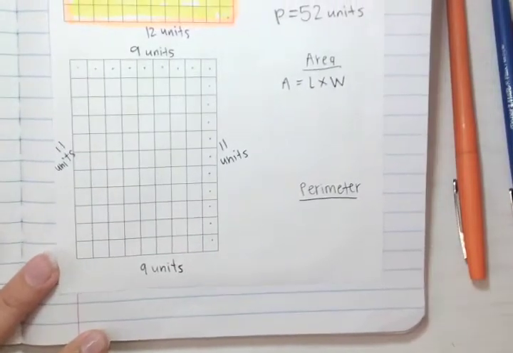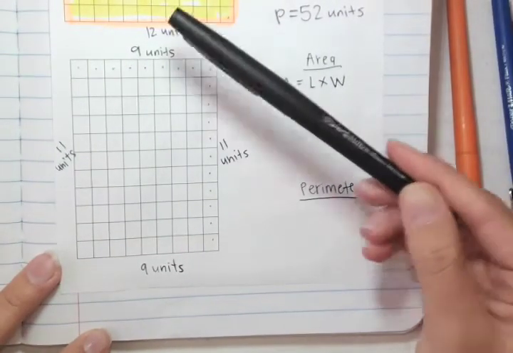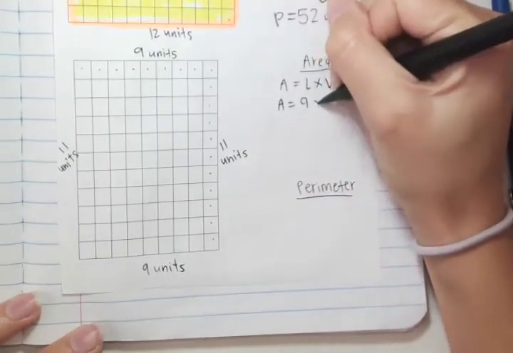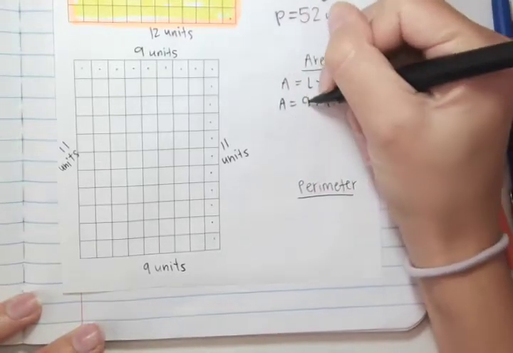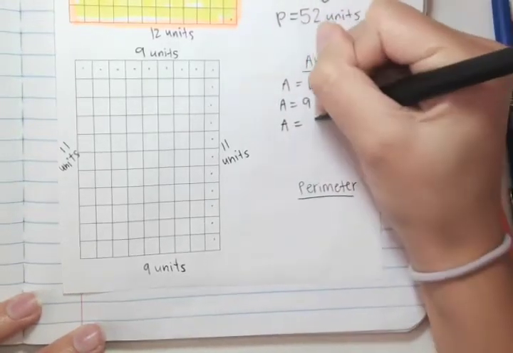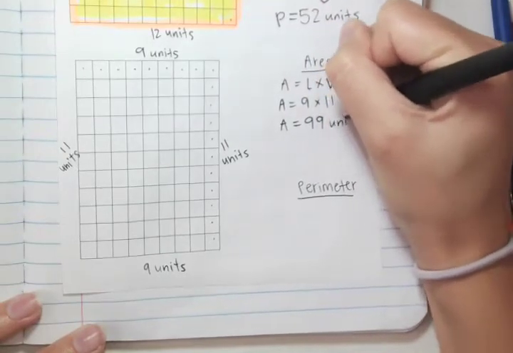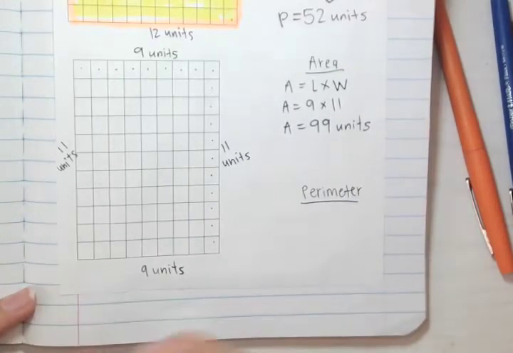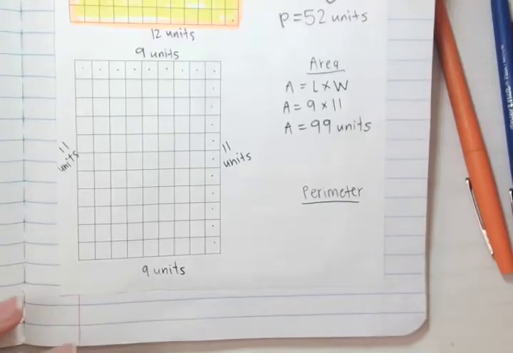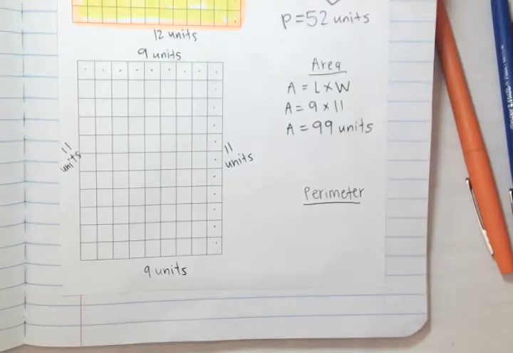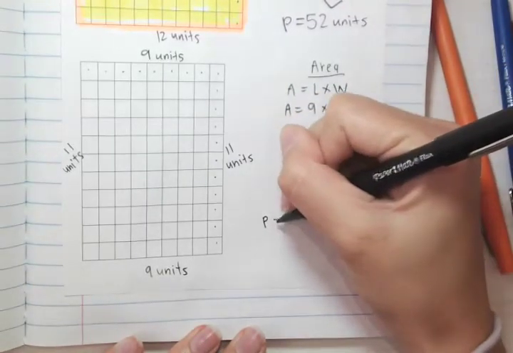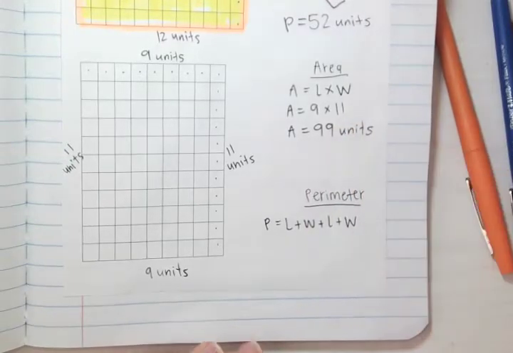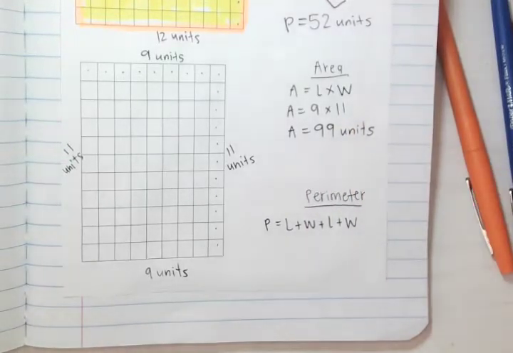Okay, so now we know the dimensions of this figure. Let's find our area. So area equals length times width. Area equals 9 times 11. So area equals 99 units. Simple as that, okay? Now let's move to our perimeter, okay? So we could do either one, but let's do perimeter equals length plus width plus length plus width, okay? So that's the formula that we're going to be using here.